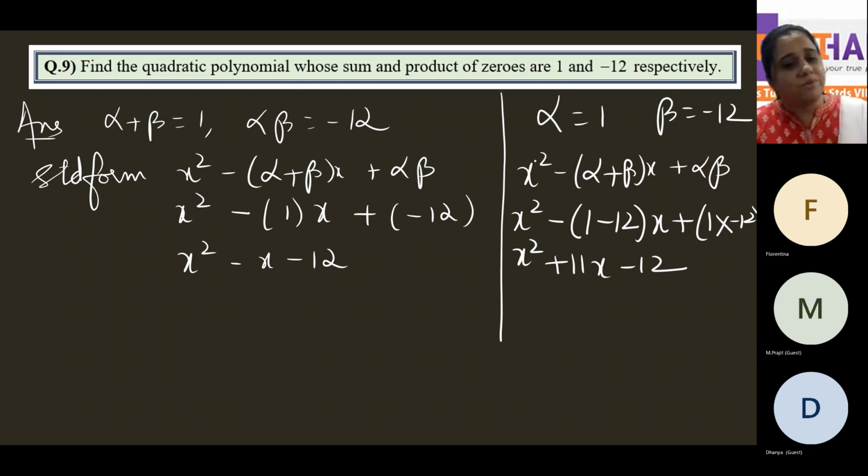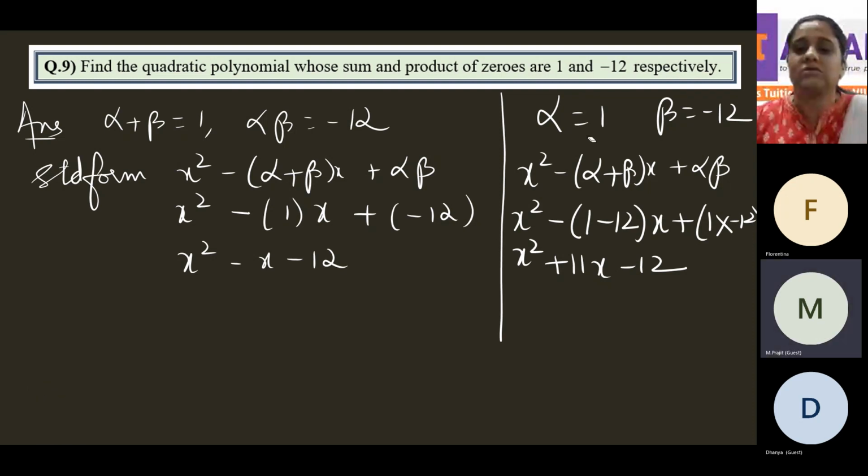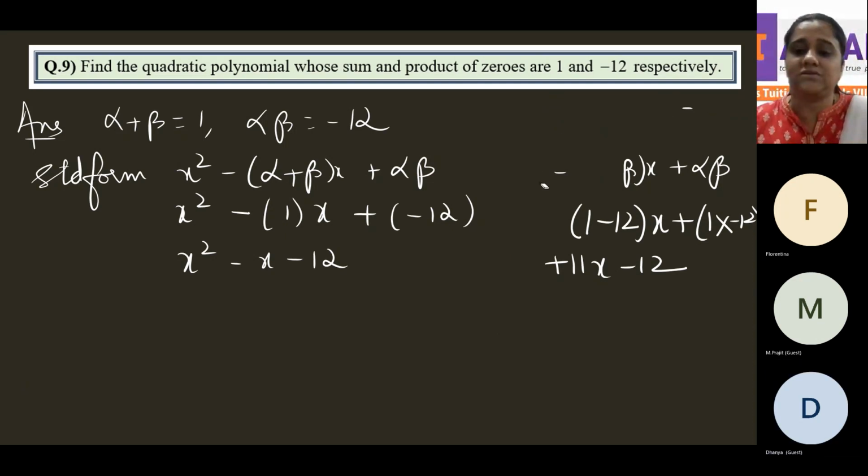Whatever the information, you can use this method. This is the standard form: x squared minus alpha plus beta of x plus alpha beta. If you're given alpha plus beta and alpha beta, substitute. If you are given alpha and beta, that also you can substitute here, but be careful in doing that. Correct, children? Online students, any questions? No, ma'am. Clear, ma'am. All right.